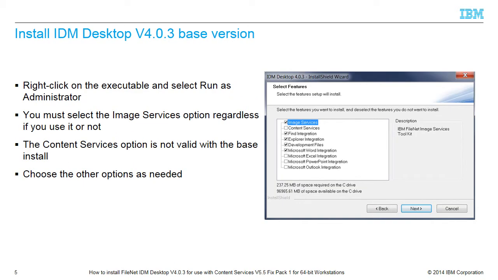Install Integrated Document Manager Desktop version 4.0.3. To run the installation packages, including the FixPaks, it is recommended to run them as the administrator. For the base installation, right-click on the executable and select Run as administrator. You must select the Image Services option regardless of whether you use it or not. The Content Services option is not valid with the base install. Choose the other options as needed.